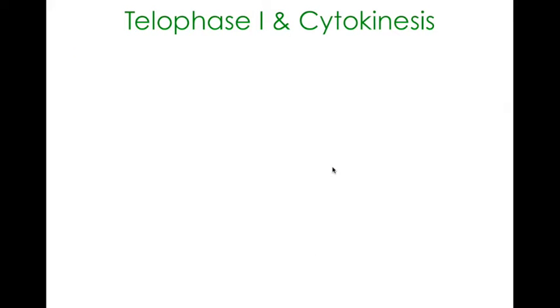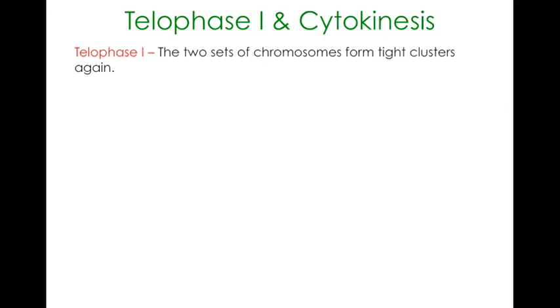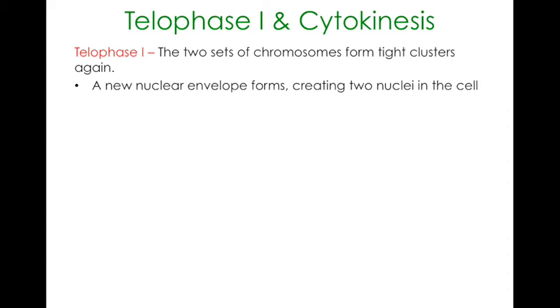Okay, telophase and cytokinesis is pretty much identical. The two sets of chromosomes will form tight clusters again, and a new nuclear envelope will form around them to create two new nuclei in the cell. The spindle fiber then disassembles.